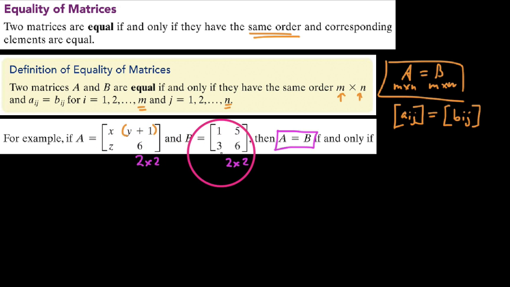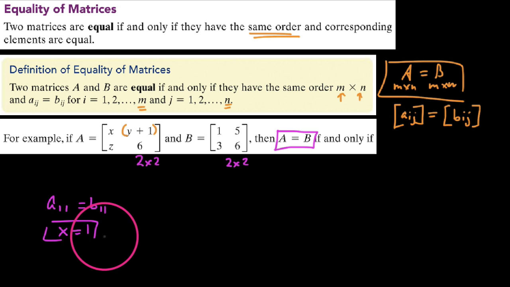Well, what we know is that corresponding entries have to be equal. That is to say that this X, because it's in the first row, first column, would have to be the same as the entry over here in this B matrix in the first row, first column. So because A11 equals B11, then we could say X equals 1. I'm going to put a box around this: X equals 1. But what else could we conclude?